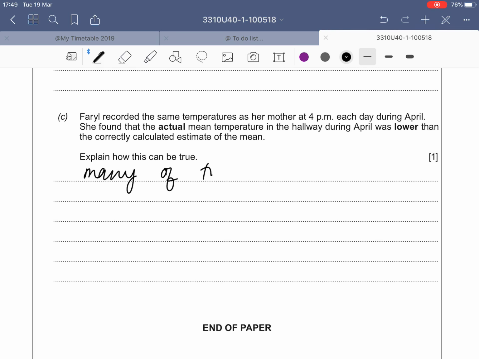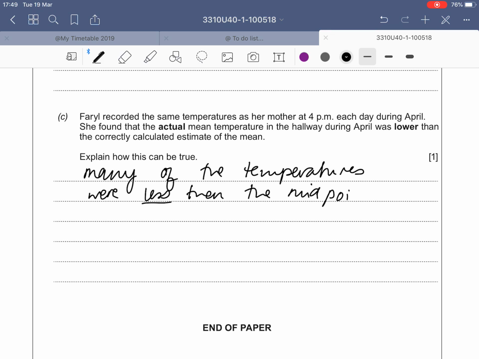So many of the temperatures that were recorded were less than the midpoint. So the midpoint has ended up being an overestimate. Okay? The temperatures were often towards the lower end of the group instead of being at the top end of the group, which is something that we assume doesn't happen when we do an estimate. So for that 1 mark, they're looking for you to acknowledge that this could happen, and in this case, it has.